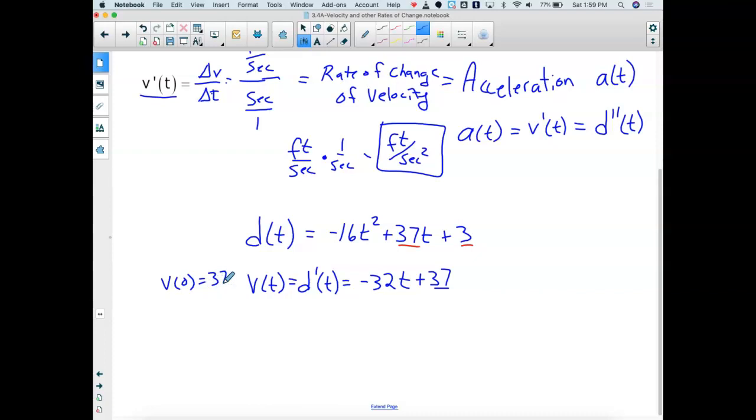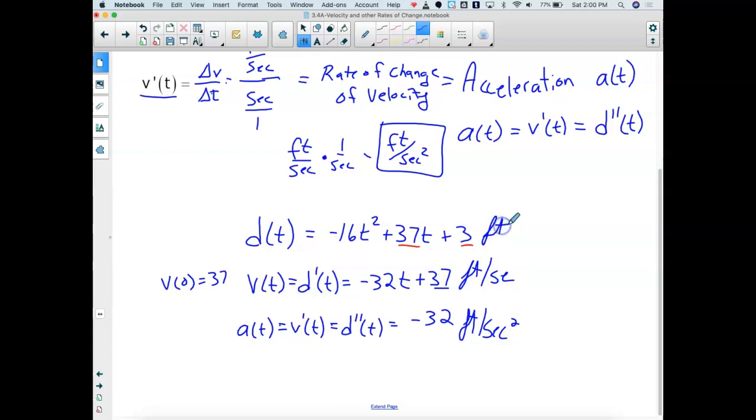Okay, and what's my acceleration? Well, remember, a of t comes from v prime of t. v prime of t came from d double prime of t. So it's the second derivative of position. That gave me negative 32. And what the heck is negative 32? And I guess I should put on here feet per second squared. These are feet per second, and position is given to me in feet. So I've got to keep my units.